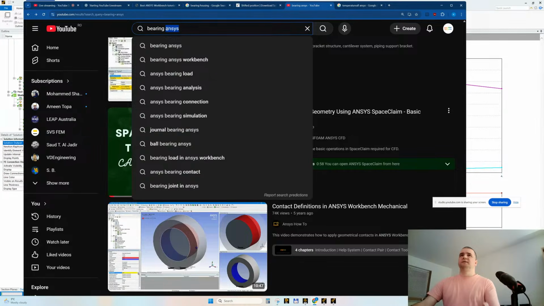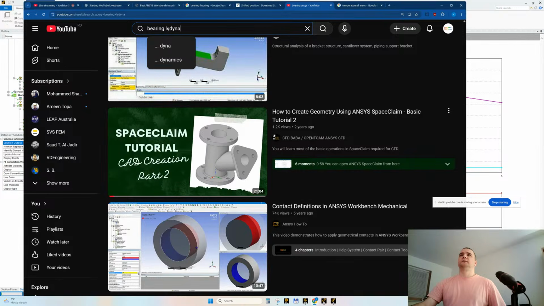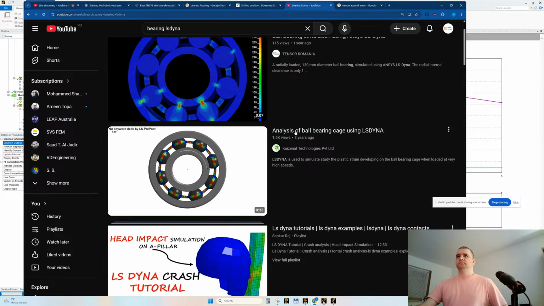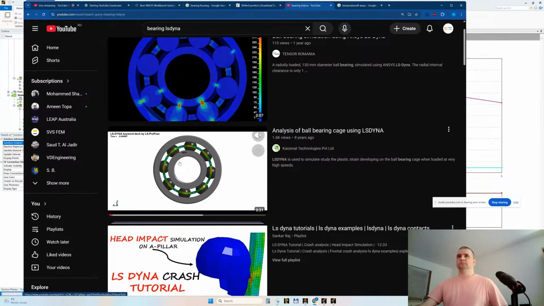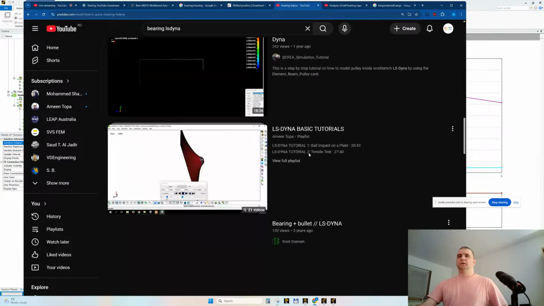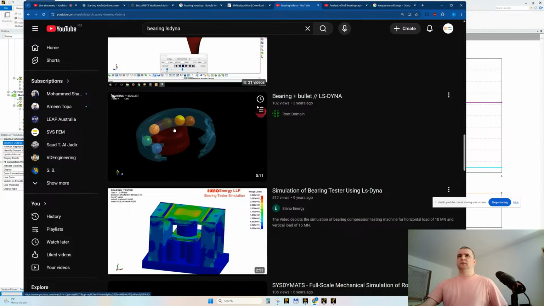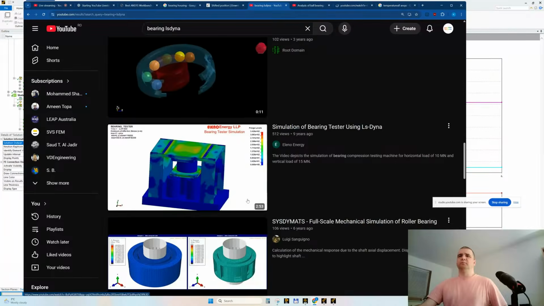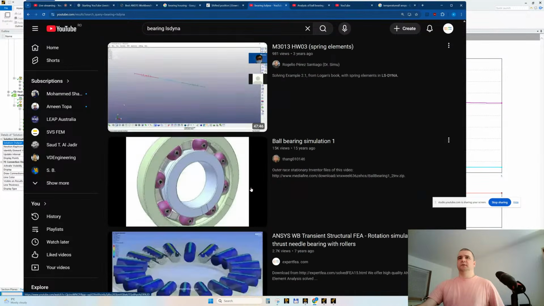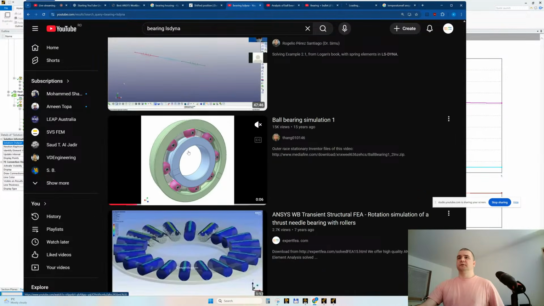Bearing, can we see some bearing in LS-DYNA? Bearing plus bullet, why would you have a bullet in a bearing? We don't know. Ball bearing simulation.